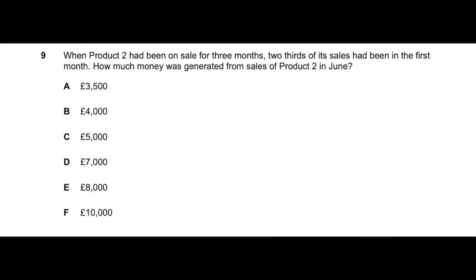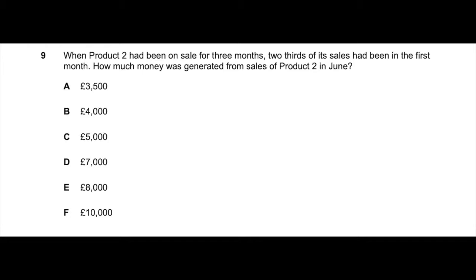Question 9. When Product 2 had been on sale for 3 months, 2/3 of its sales had been in the first month. How much money was generated from sales of Product 2 in June? The correct answer is D because of the following. The first 3 months during which Product 2 could be bought were March, April and May. As March is the only month in the January to March period during which Product 2 was sold, we can assume that all 900 units sold during this period were sold in March.